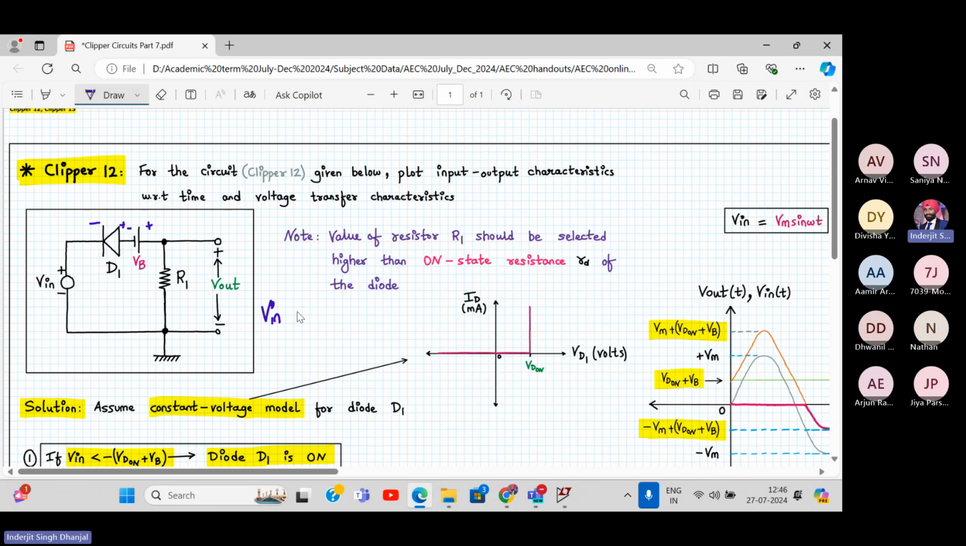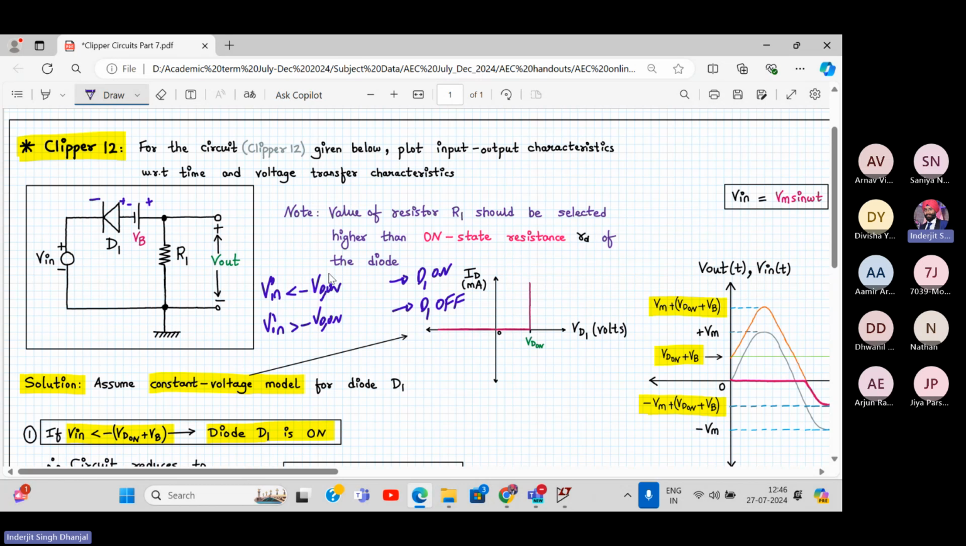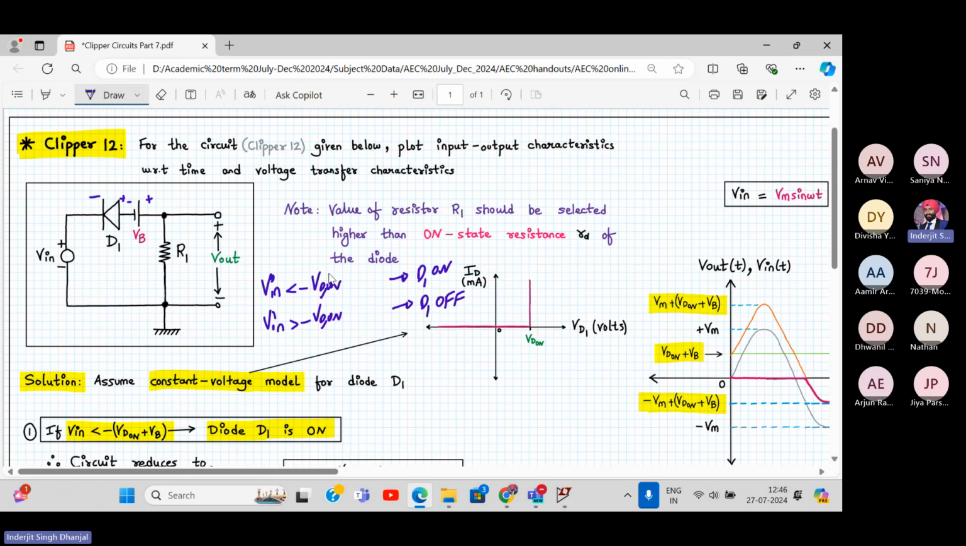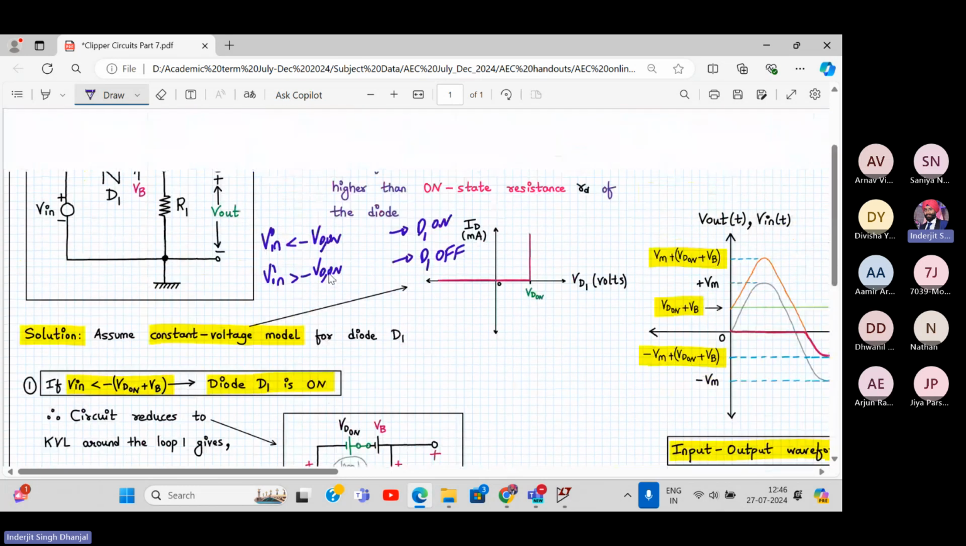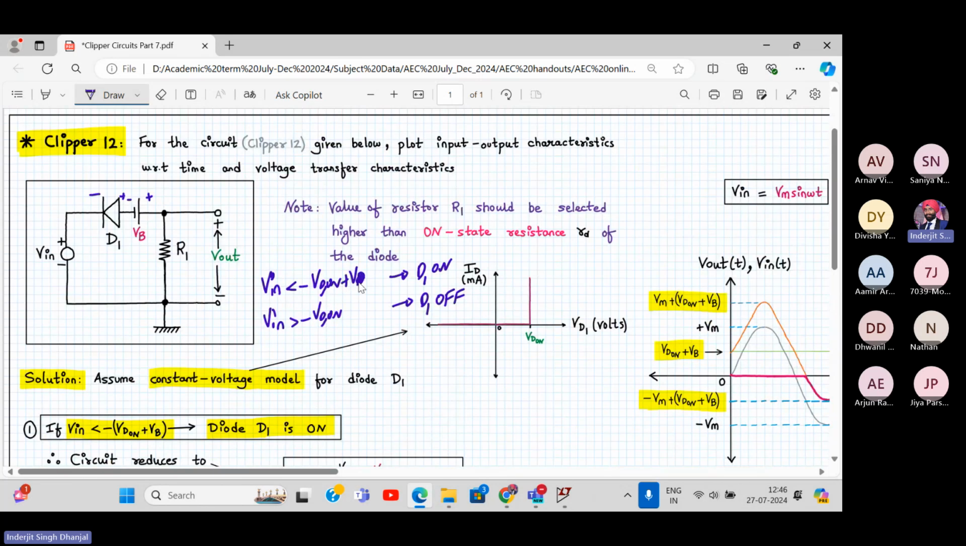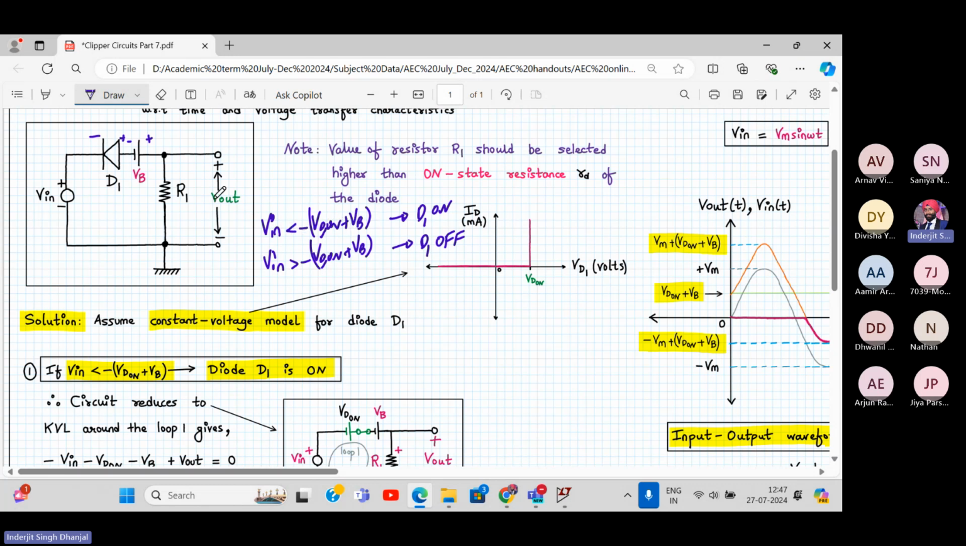So Vin, when the diode is on, which is less than minus VD on, then the diode is on. Correct? And here Vin is greater than minus VD on, then the diode is off. Now whether plus or minus will come. Come on, tell me. What will come over here? Plus will come or minus will come? It will be plus, now. Plus. Minus of VD on plus VP, minus of VD on plus VP. So when the input is less than minus VD on plus VP, because you have to overcome this much voltage, right? So diode D1 is on.